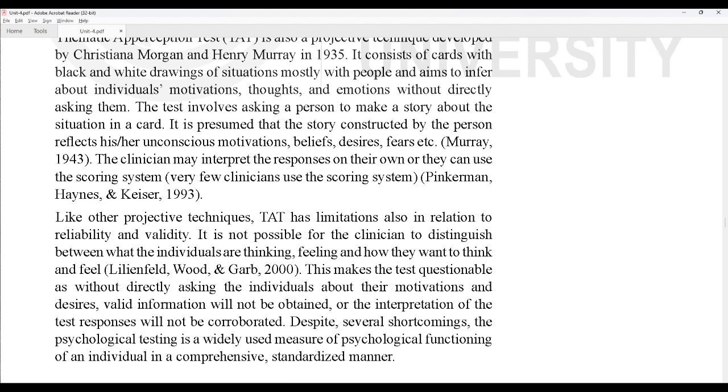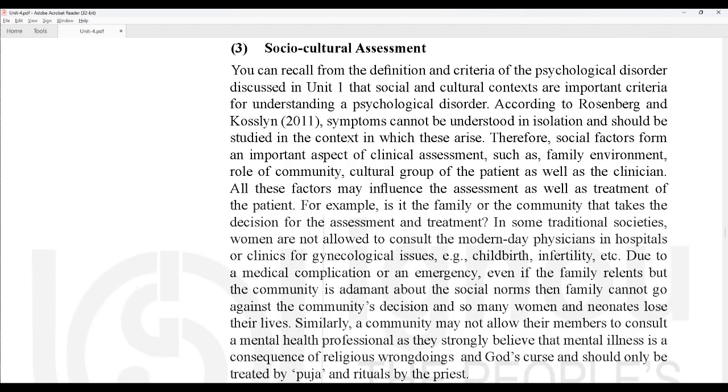This makes the test questionable, as without directly asking the individuals about their motivations and desires, valid information will not be obtained, or the interpretation of the test responses will not be corroborated. Despite several shortcomings, psychological testing is a widely used measure of psychological functioning of an individual in a comprehensive, standardized manner. 3. Socio-cultural assessment.